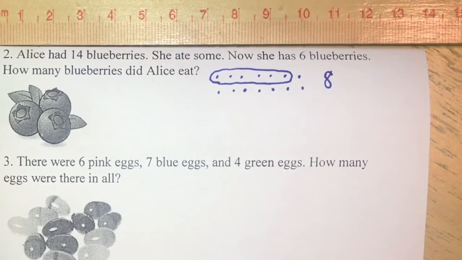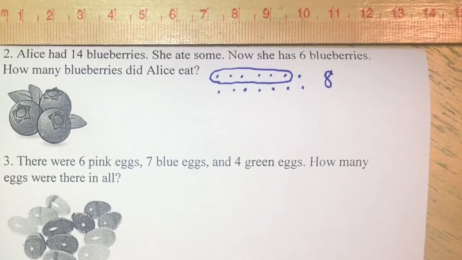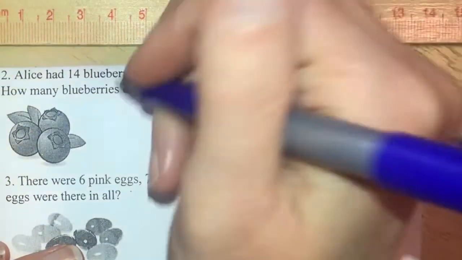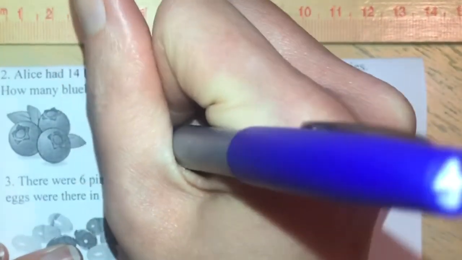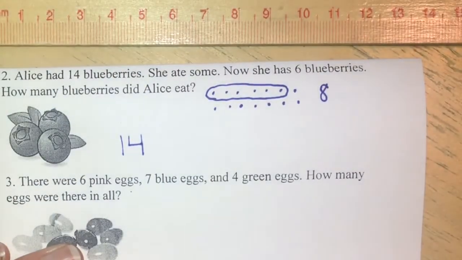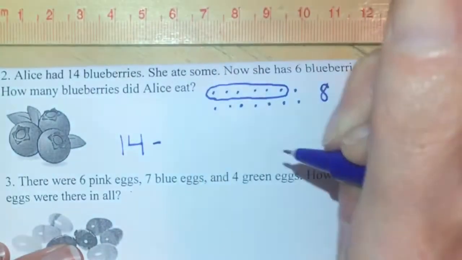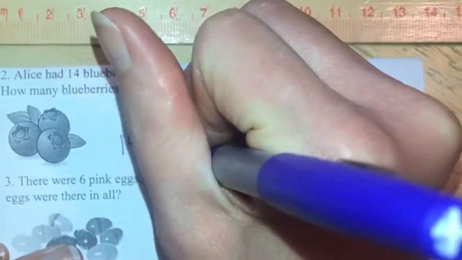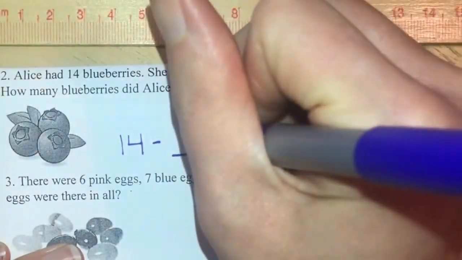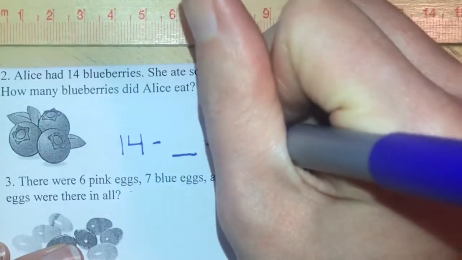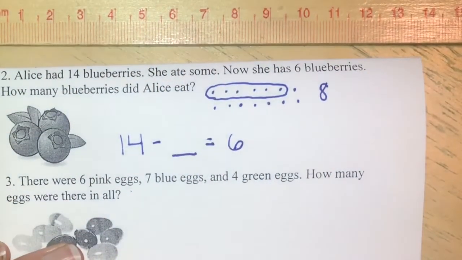I'm going to show you another strategy you can use to solve this exact same problem, which is using a math sentence. So I start with 14 blueberries. That's what Alice has. And then it says she ate some. If she's eating them, that is subtracting. I don't know how many she ate, so I'm just going to leave that blank. I know that once she's finished eating, she does have 6 blueberries left.